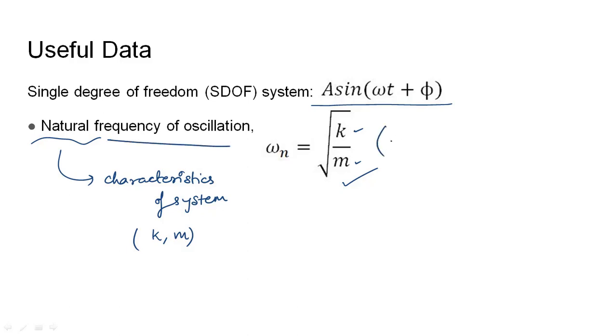When we substitute the values, we would get the frequency in radians per second. In case we need the frequency in hertz, we should divide this quantity by 2 pi. That would give us the frequency in units of hertz.